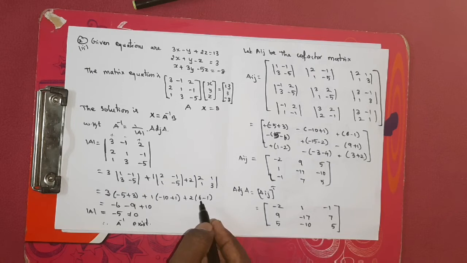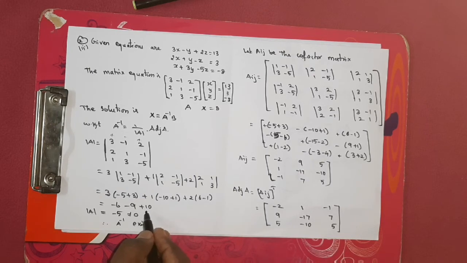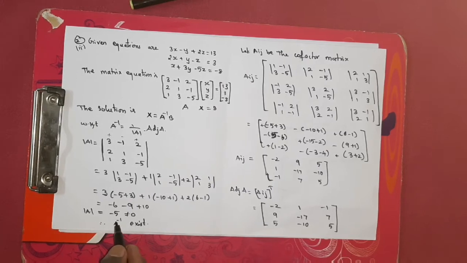Okay, 6 minus 1 is 5. 5 2s are 10. So 10 minus 9 is 1. 1 minus 6 is minus 5. So it is a non-zero number. So it is not equal to 0. Therefore you can say A inverse exists.